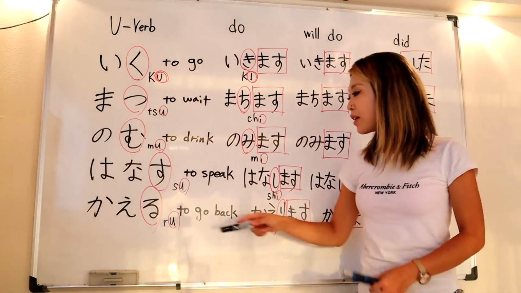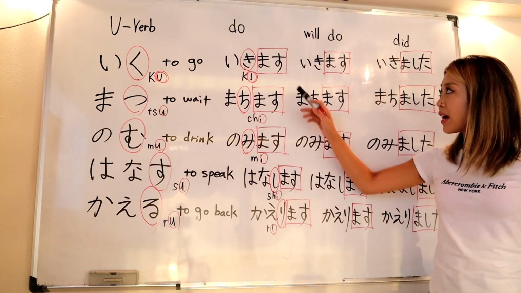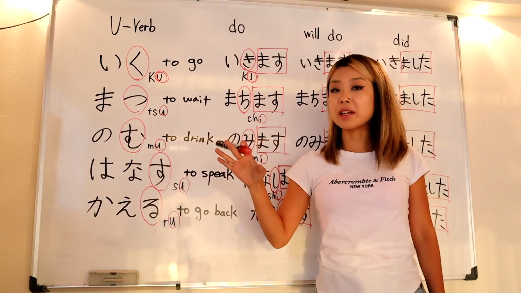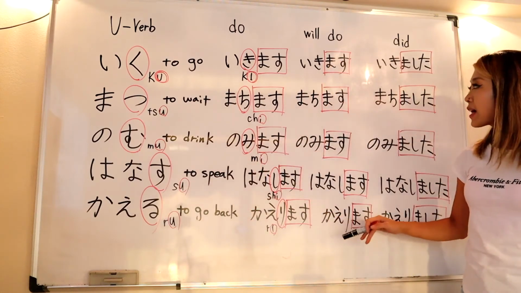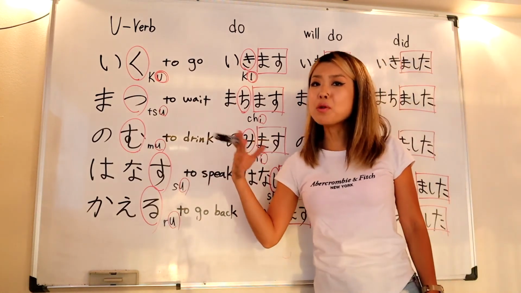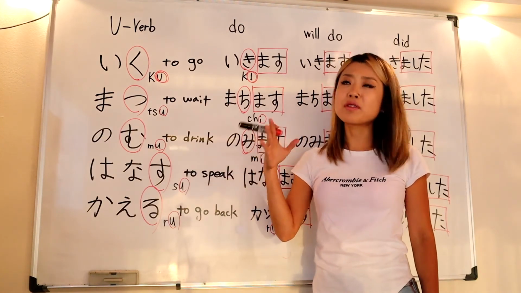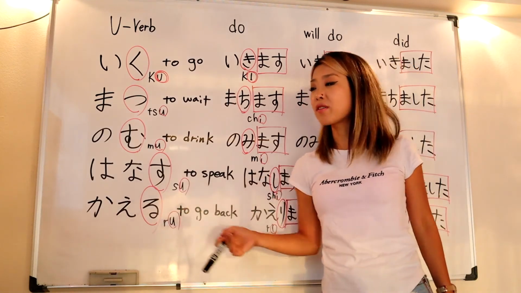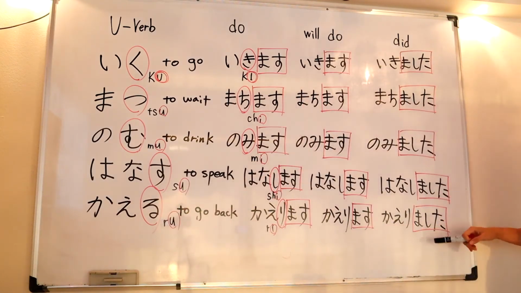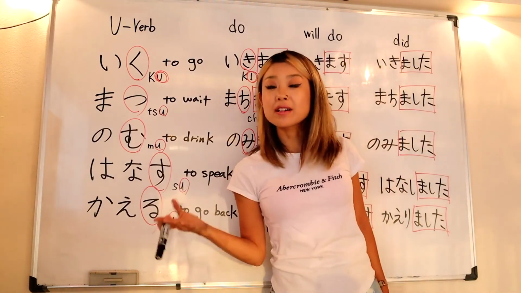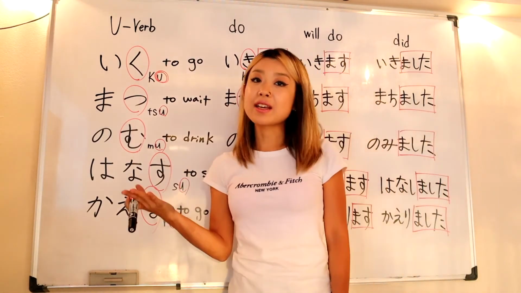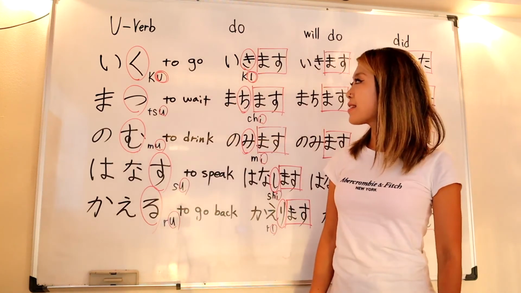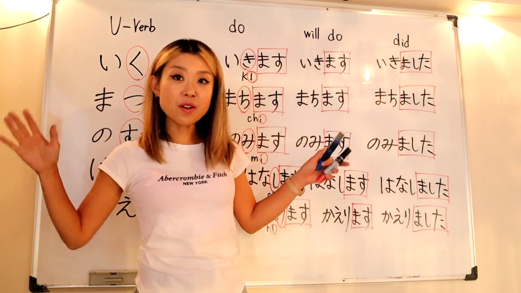帰る. 帰ります。I usually go back at 5 o'clock in the evening, for example. 帰ります。I will go back. I will go back tomorrow around 5 o'clock because now I'm here, it's a little bit far. 帰ります。帰りました。I came back. I went back. Already I came here. 帰りました。Okay, so that was U-verbs.